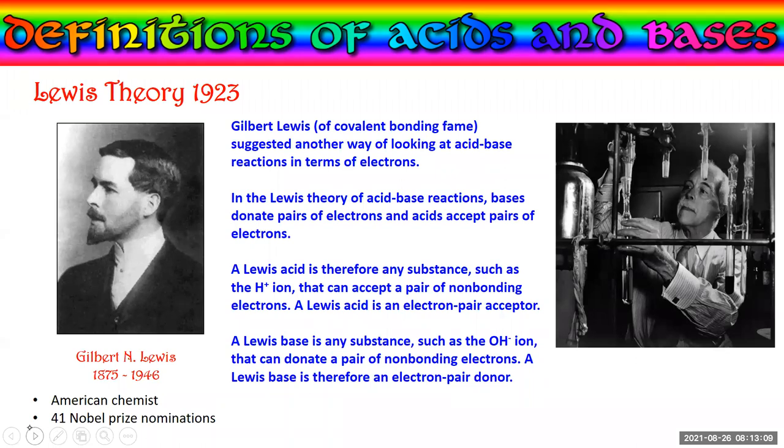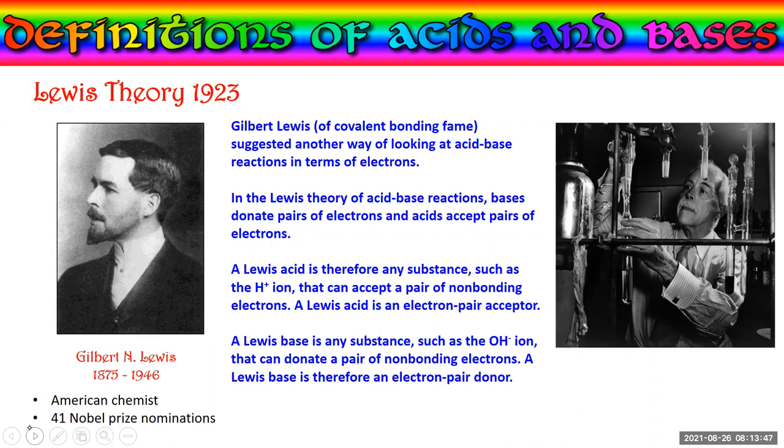There is another theory called the Lewis theory, which was also published in 1923. And this is Gilbert Lewis of our covalent bonding fame. Now, if you want to know more about Gilbert Lewis, then you need to check out my video on electronegativity and Lewis dot diagrams, where I give a bit of a bio. He had a very, very interesting life. He was an American chemist. He had 41 Nobel Prize nominations, but no prize. Check out that other video for some theories why.